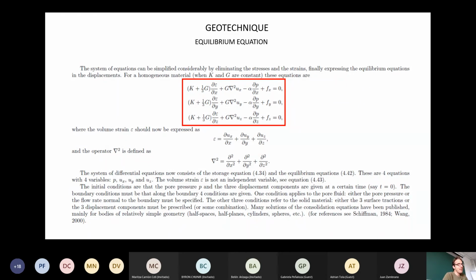We will talk later on about boundary conditions, but in general, I would like to introduce a little bit even here. The other three conditions refer to the solid material, and either the three surface tractions or the three displacement components may be prescribed. Many solutions of the consolidation equation have been published, mainly for bodies of relatively simple geometry.